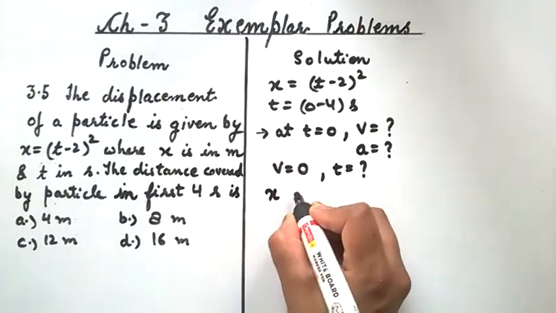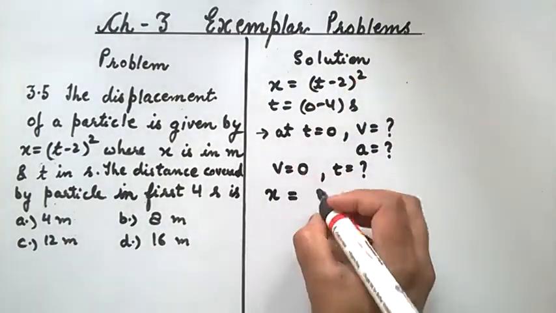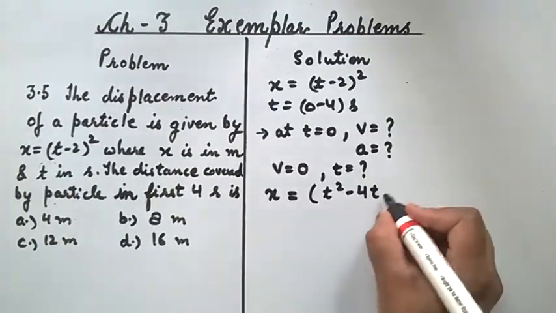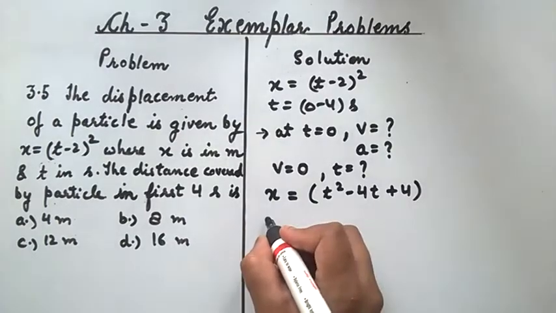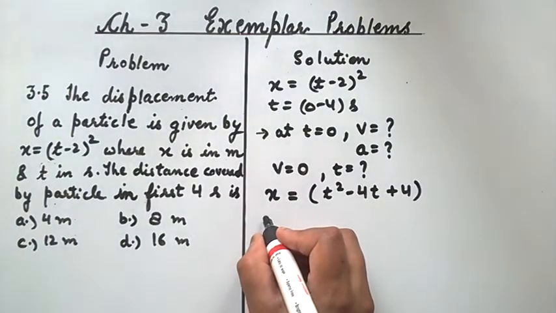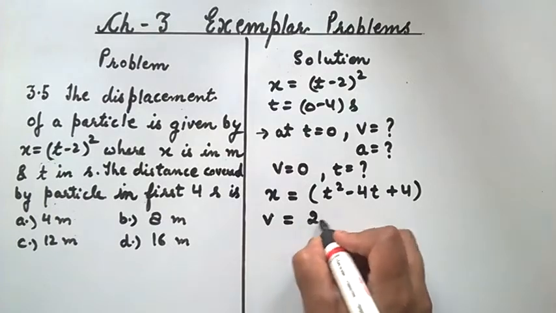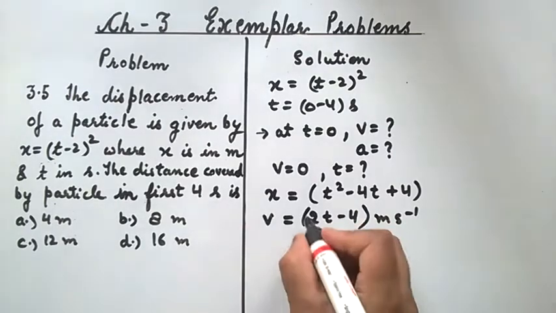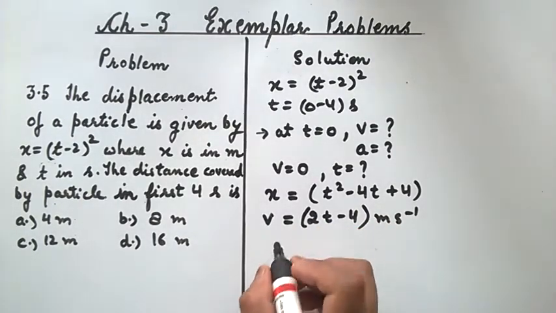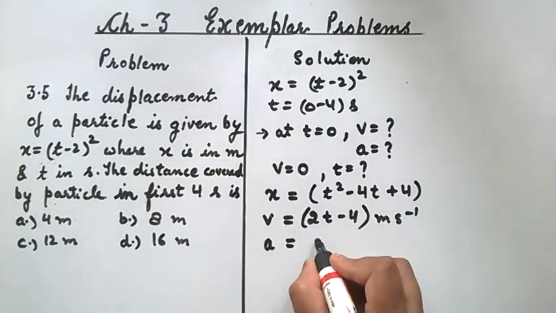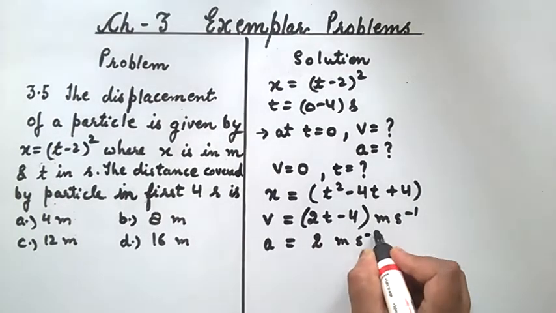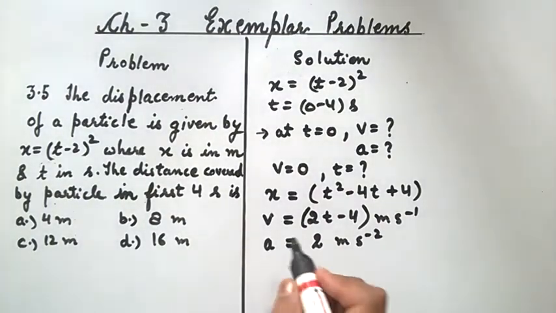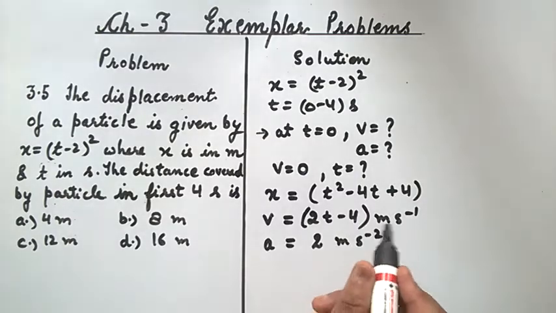So here the equation of displacement is (t minus 2) whole squared, which is equal to t squared minus 4t plus 4. When we differentiate it with respect to time, it gives velocity, equal to 2t minus 4 meter per second. Differentiating again with respect to time gives acceleration, equal to 2 meter per second squared. Here 2 is a constant, so we can say that the particle is moving with uniformly accelerated motion.